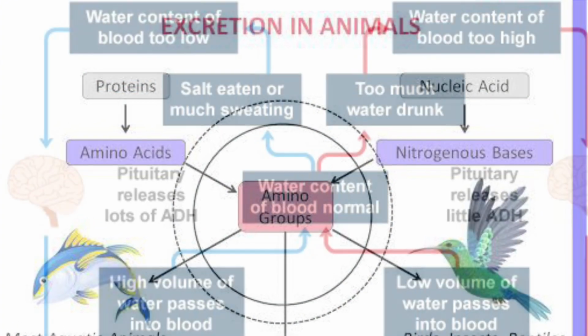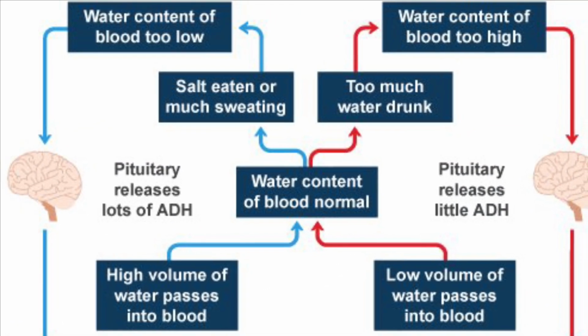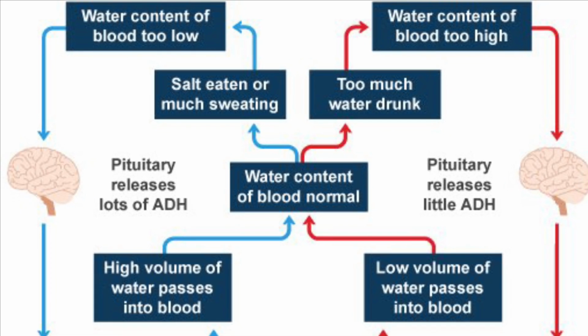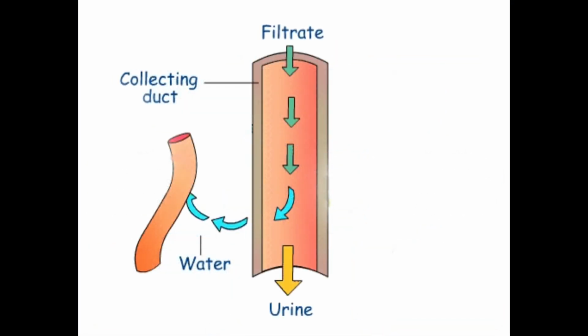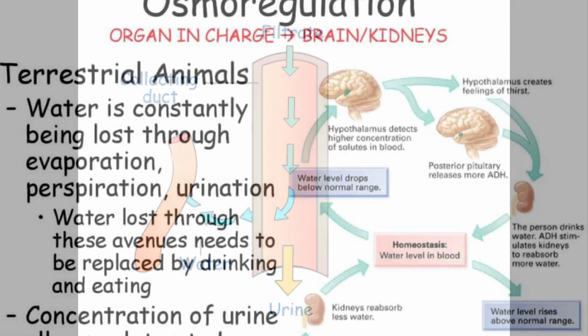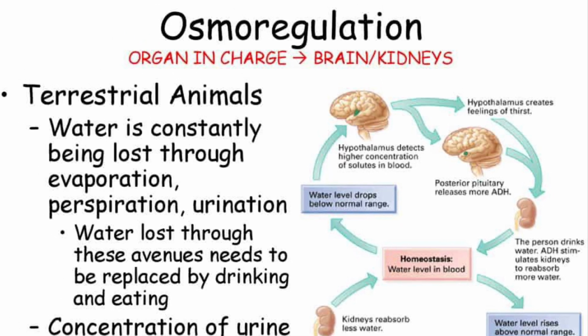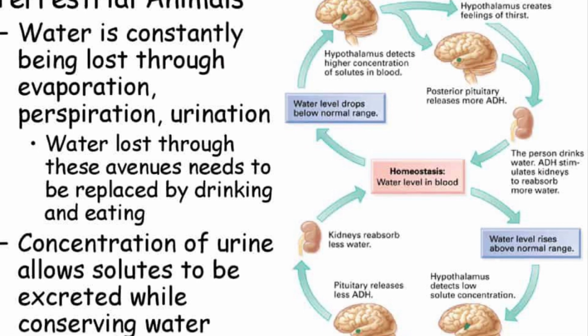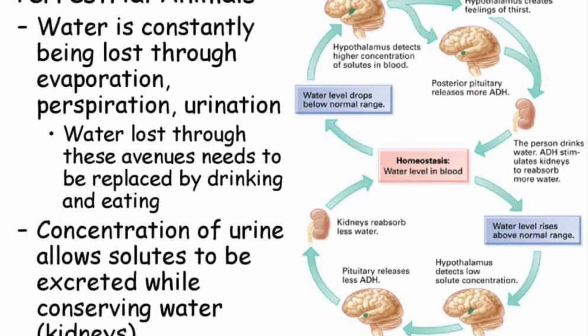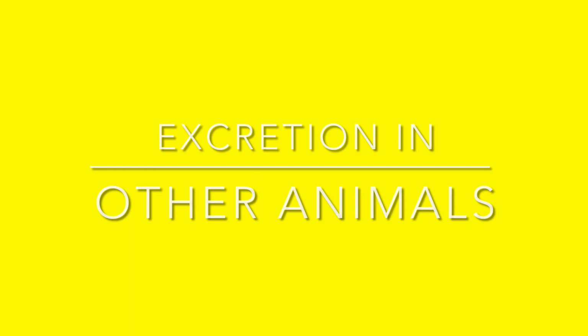There is another process related to maintenance of the steady state. It is also called osmoregulation. The process of maintaining the amount of water and proper ionic balance in the body fluids is called osmoregulation. It helps to maintain a constant osmotic pressure of the body by regulating the concentration of the body fluids and water content. Now, let's discuss excretion in other animals.